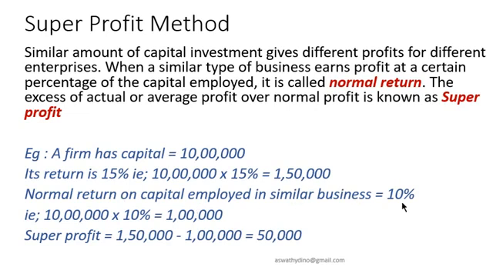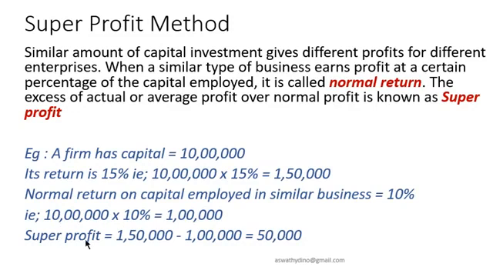Say, for example, 5 firms are there, A, B, C, D, E. They are all doing biscuit manufacturing. Firm A invested 10 lakh rupees in their business and got a 15% return, so they get 1,50,000 rupees yearly. But all other firms got a 10% normal return. The biscuit manufacturing industry's average normal return is 10%. So if they invest 10 lakh rupees, 10 lakh into 10%, they get 1 lakh rupees as profit. That is the average return, or the normal profit.